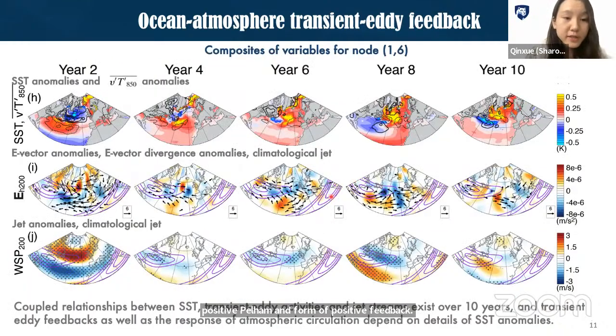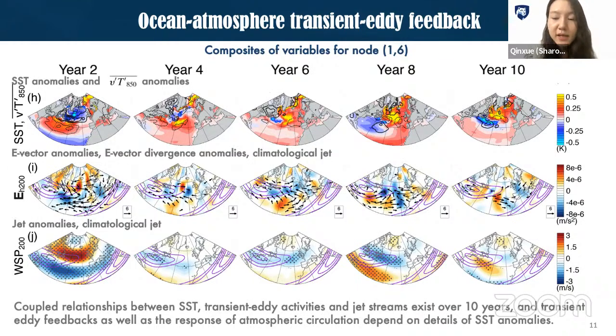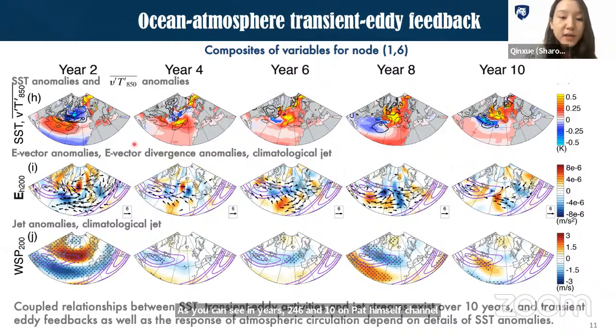In addition to the year 2 condition as shown here, this coupled relationship between SST, eddy activities, and jet streams exists over 10 years. As you can see in years 2, 4, 6, and 10, the patterns of eddy activities, as well as the atmospheric circulation anomalies, correspond well with the details in the SST anomalies over time.